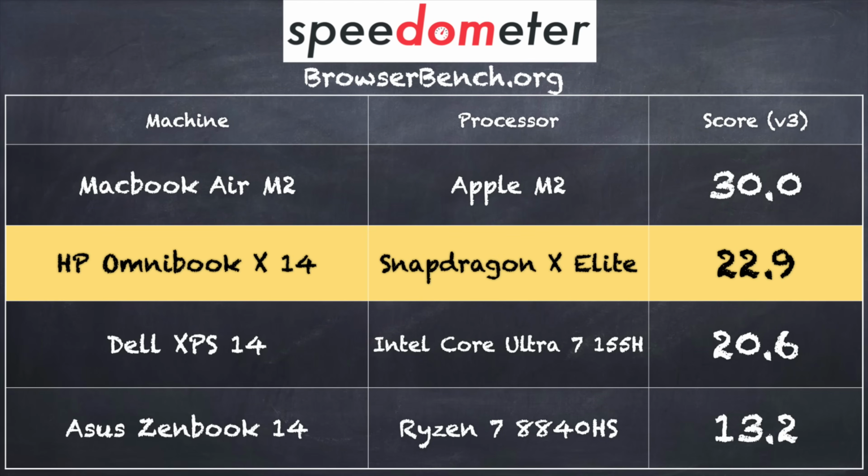Now, this is version 3.0 of the BrowserBench.org Speedometer test, and there we got a score of 22.9, which is very much on par with what you might get out of a new Intel Core Ultra 7-based PC like the Dell XPS 14 that I hope to look at in a couple of days here on the channel. So overall, this PC is performing where you would hope it would perform for its price point, and that has not been the case with these ARM processors in the past.